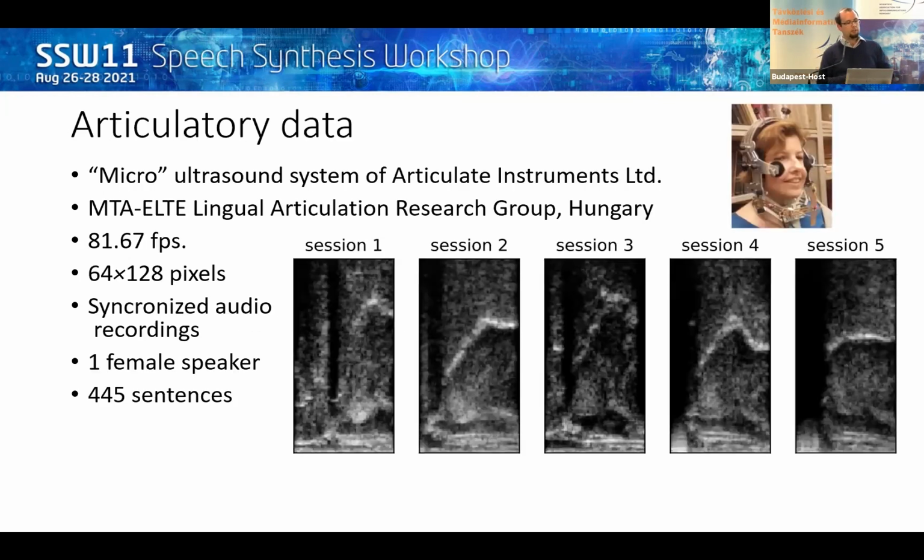For the articulatory data, we were using Hungarian data that were recorded at the Lingual Articulation Research Group in Budapest. Here, we have synchronized audio and ultrasound recordings. For this study, we were only using a single female Hungarian speaker who had roughly 450 sentences recorded in 5 different sessions. So like you can see on the images, the tongue is at different positions because they were recorded on different days.